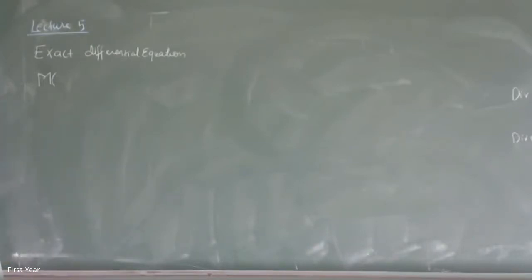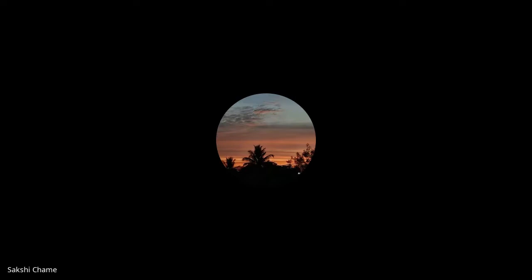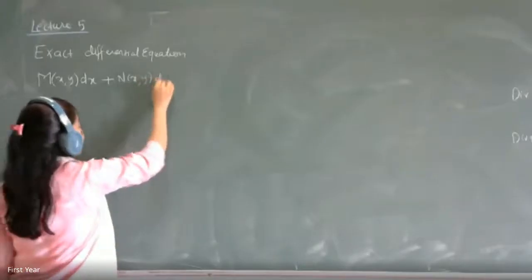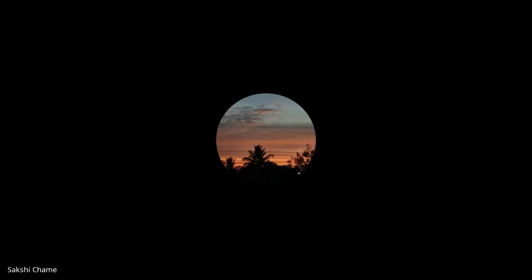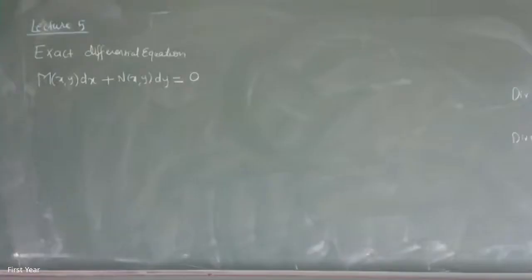Roll number 4. Ma'am, it would be M(x,y) dx plus N(x,y) dy is equal to 0. Very good. M(x,y) dx plus N(x,y) dy is equal to 0. That is your first order first degree differential equation. Yeah. So now this differential equation is said to be exact.